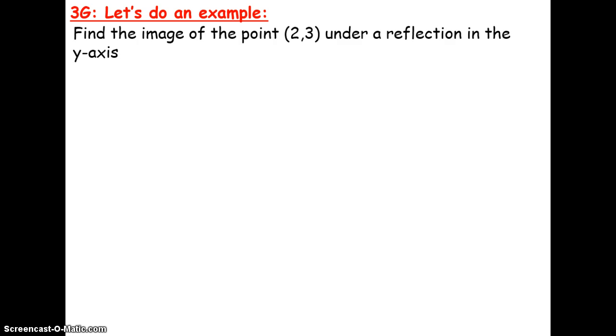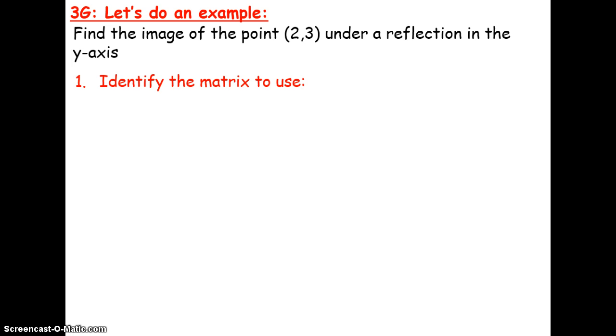Let's do an example which deals with the reflections. The question is, find the image of the point 2, 3 under a reflection in the y-axis. What that actually means is that if we have a point on our graph, which is 2, 3, so x is 2 and y is 3, when we reflect in the y-axis, where does that point go? So it's not going to stay at 2, 3 necessarily, it may move. Let's see how we can do it with matrices.